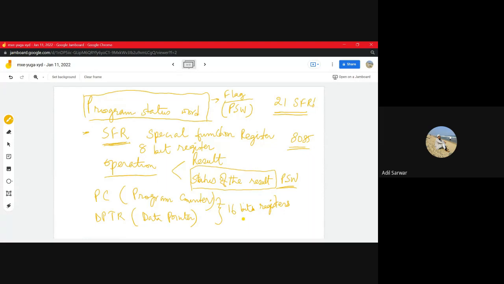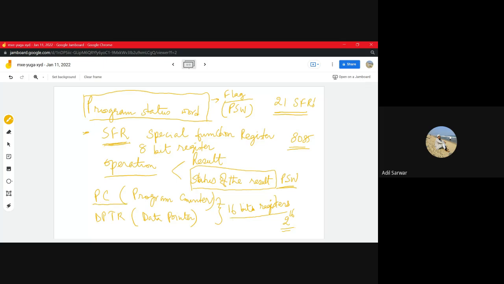You might be wondering how a 16-bit register comes when we are dealing with all 8-bit registers and 8-bit data. Actually, two 8-bit registers are combined to form a 16-bit register. Because the addresses of the external ROM and external RAM require 2 to the power 16 address locations, for that you require a 16-bit register, isn't it?